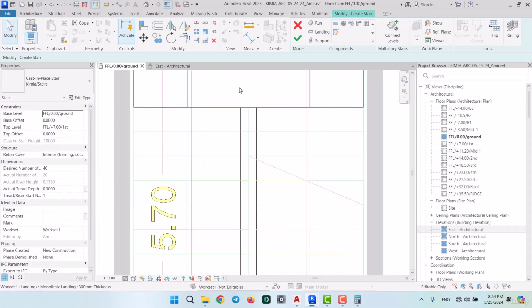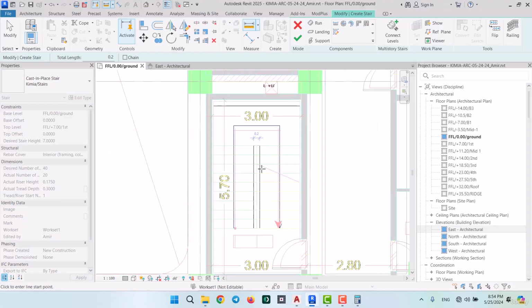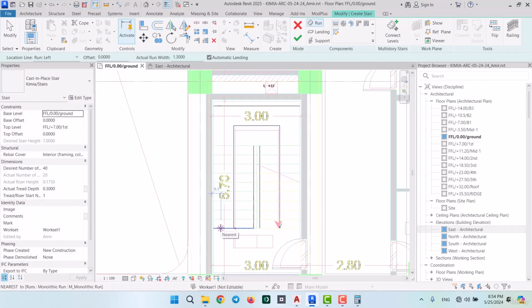Okay, so this is how they're going to look. And now if we measure the distance of the stairwell, we'll get 20 centimeters, with the run's width being 135. Now I'm going to continue drawing the other ramps the same way. First I'll set the actual run width to 135 and start drawing.